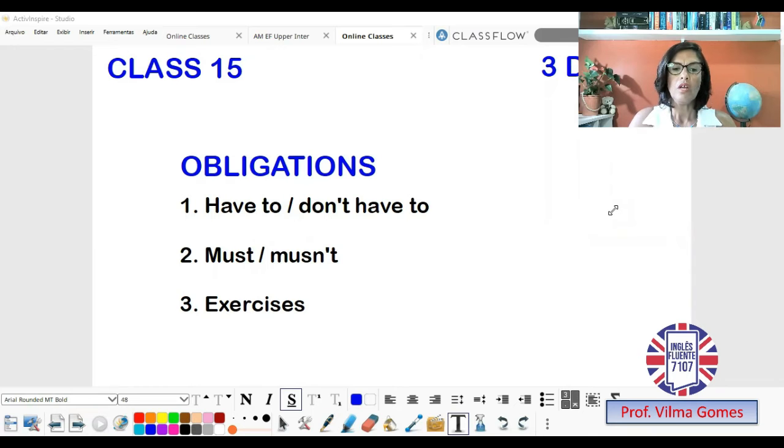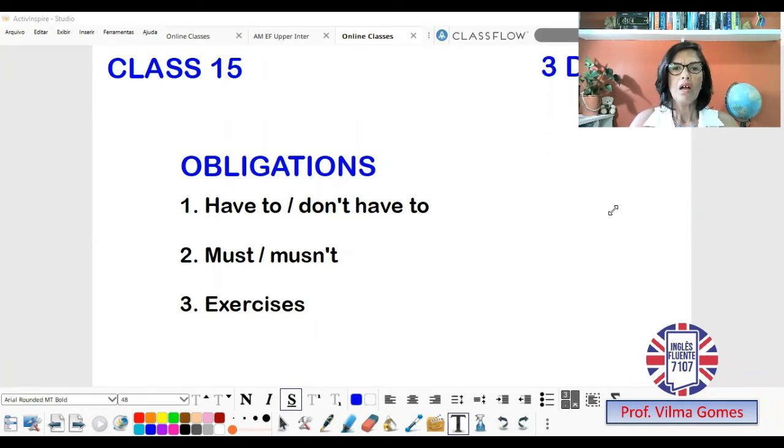Arrumar aqui um pouquinho. Muito bem, então hoje o tema é obligations. We're going to study obligations with have to and don't have to. E também obligations with must and mustn't. Let's repeat. Mustn't. Very good. And of course we're going to do some exercise.